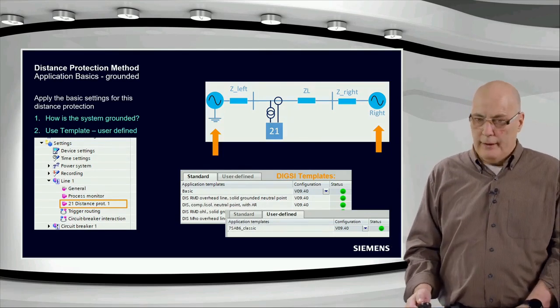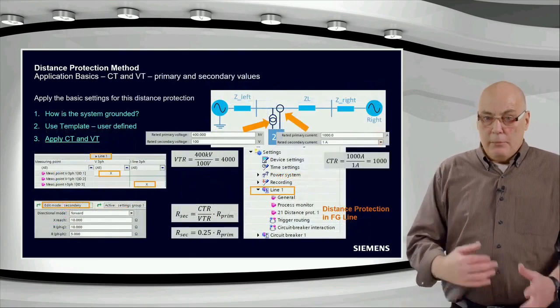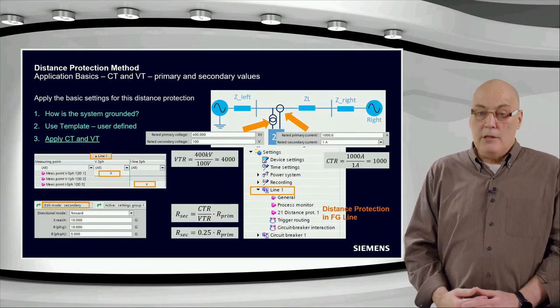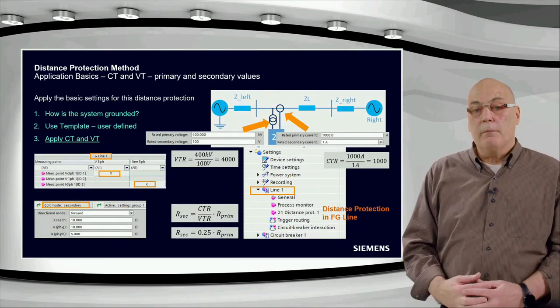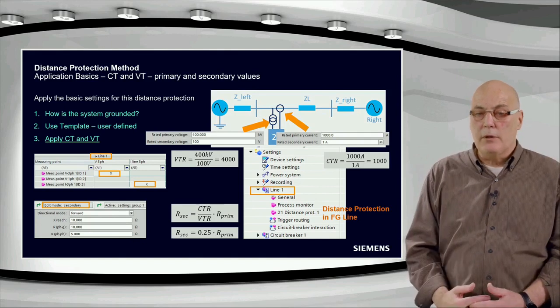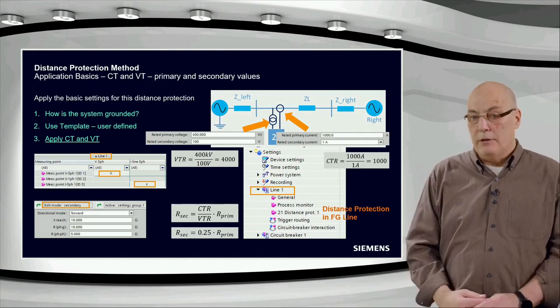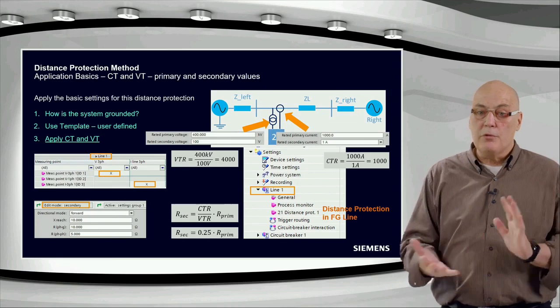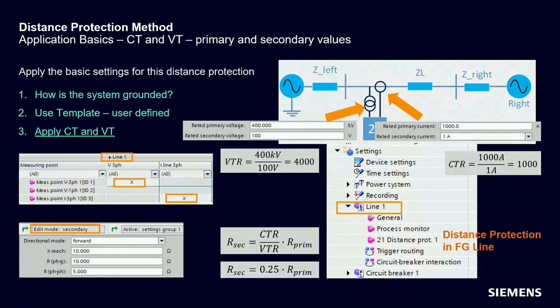The next aspect in the application of a distance protection is the CT and the VT connection. Within SIPROTEC 5, you have a number of possibilities to do this. Breaker-and-a-half, you can have two CTs in the assignment and so on. I don't really want to go into all of those details.